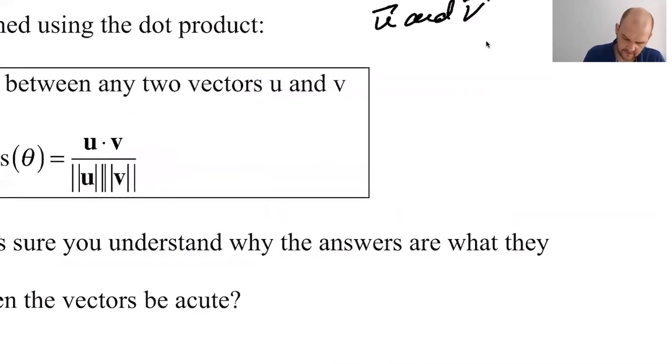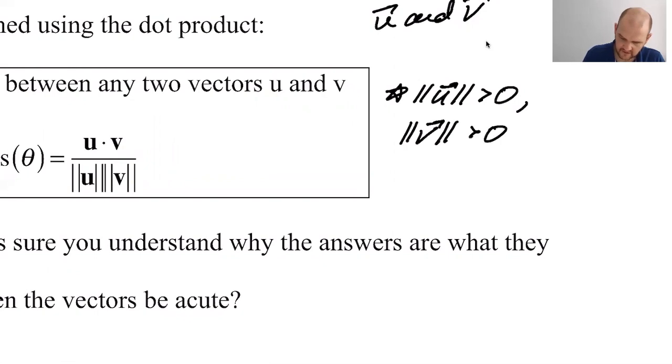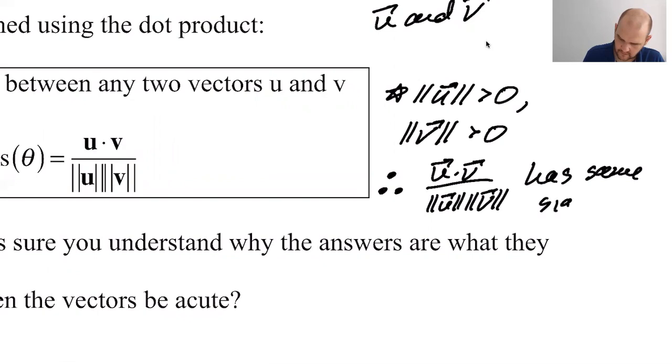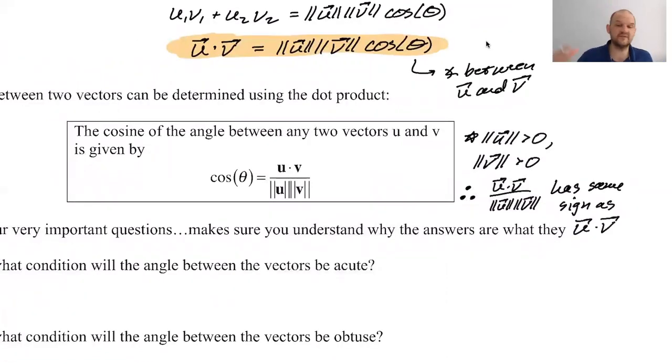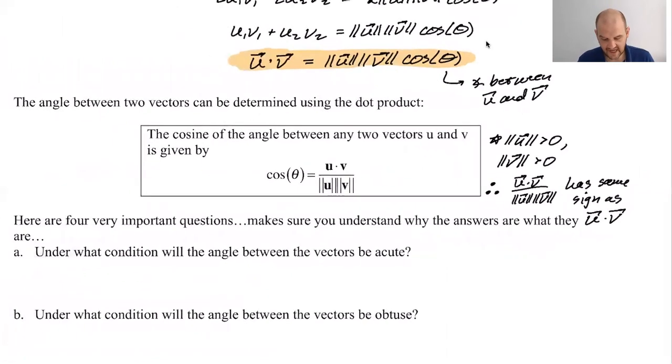There's a couple things that we know. The magnitude of u is greater than 0. The magnitude of v is greater than 0. Therefore, u dot v divided by magnitude of u, magnitude of v, has the same sign as u dot v, because the denominator can't be negative. So the dot product could be positive, negative, or it could also be 0. So the sign of cosine, whether cosine is positive or negative, is determined by the dot product.